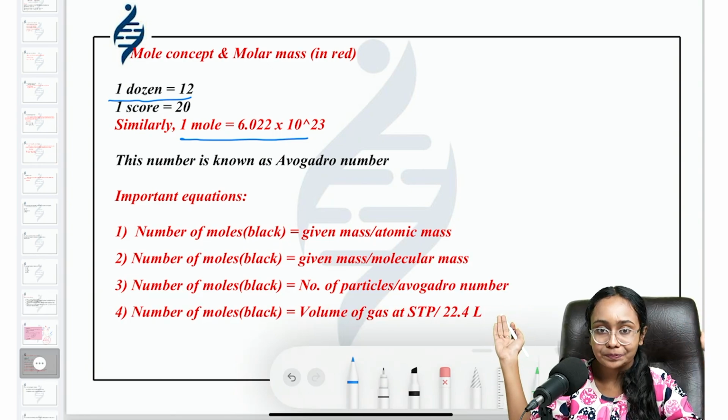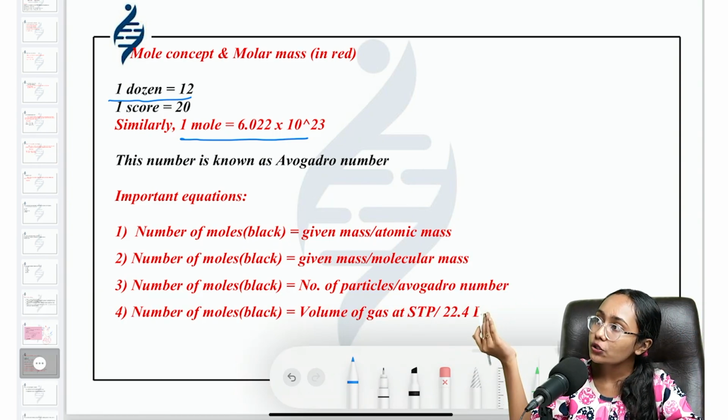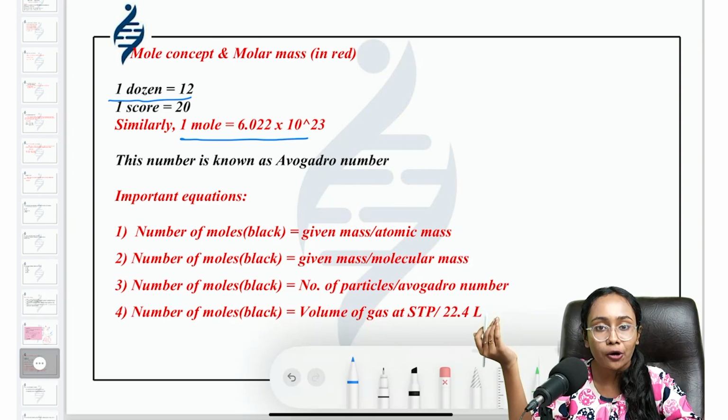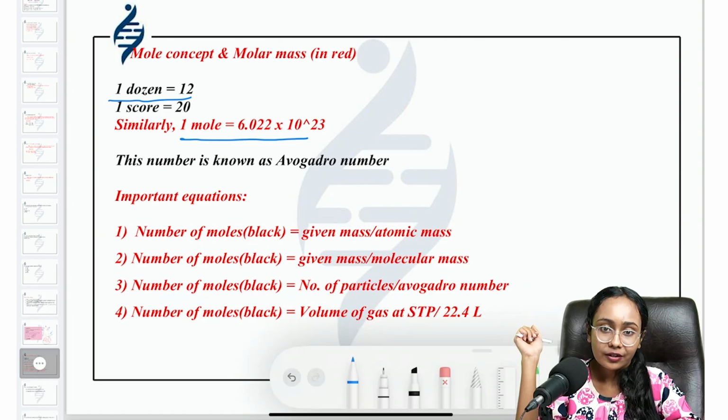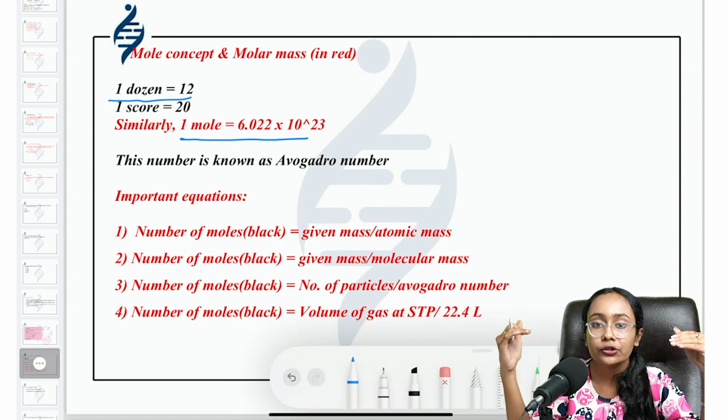If you go to a chocolate shop and you see 6.022 into 10 raised to 23 chocolates in the shop, you can proudly say that the shop has 1 mole of chocolates. Hope it's clear. Fine. To express quantities at the microscopic level, we use the term mole, which means 6.022 into 10 raised to 23 particles.